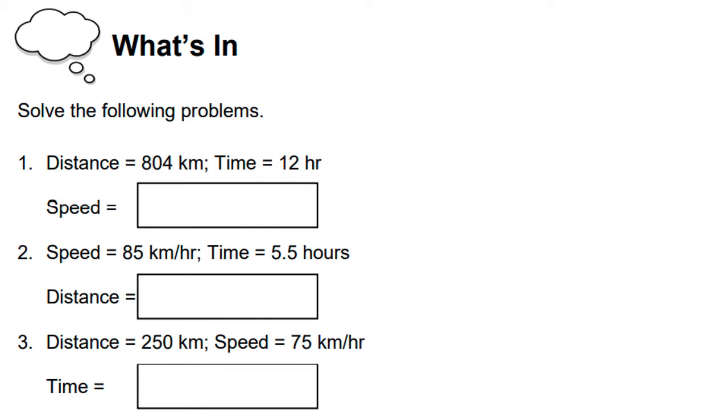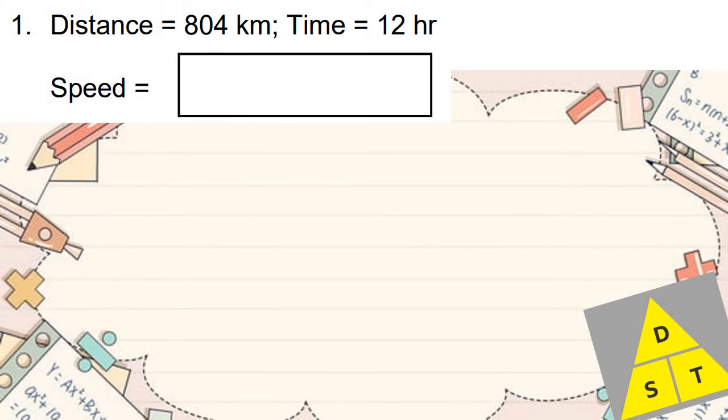Okay, so let's try to answer these. Now that we know how to derive the formula from the triangle, number one is to solve the following problems. For number one, the speed is missing. Number two, distance, and number three, time. So let's answer number one. Distance is 804 kilometers and time is 12 hours.